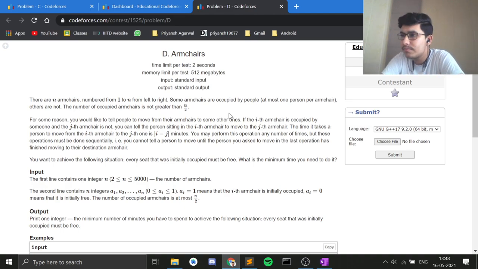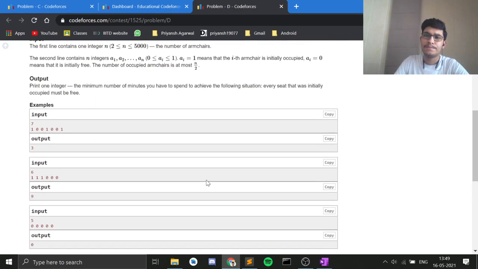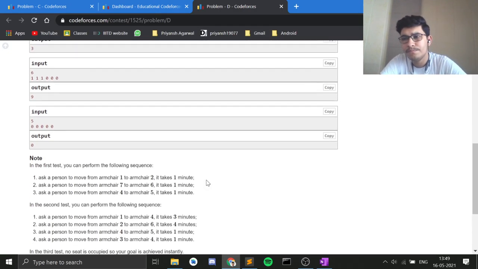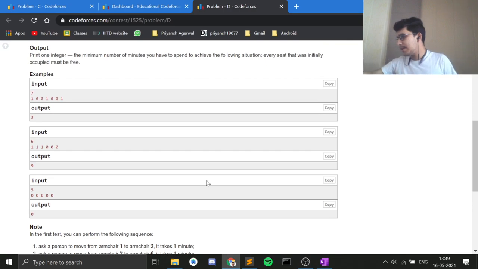Okay. You may perform this operation any number of times, but these operations must be done sequentially. You cannot tell a person to move until the person you asked to move in the last operation has finished moving to the destination armchair. Okay. You want to achieve the following situation. Every seat that was initially occupied must be free. What is the minimum time you need to do it? Okay, this is pretty cool. So let me think about this.